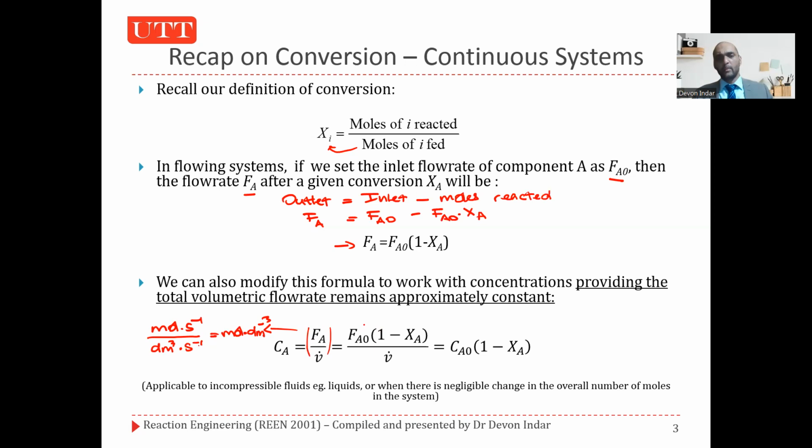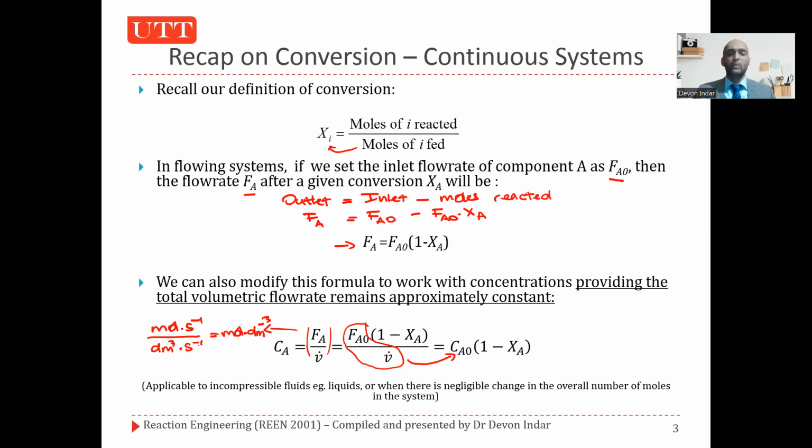But for the last step here, taking FA0 over the volumetric flow rate and equating that to CA0, that only works if the volumetric flow rate is constant. If the volumetric flow rate is not constant, then we can't make that jump.